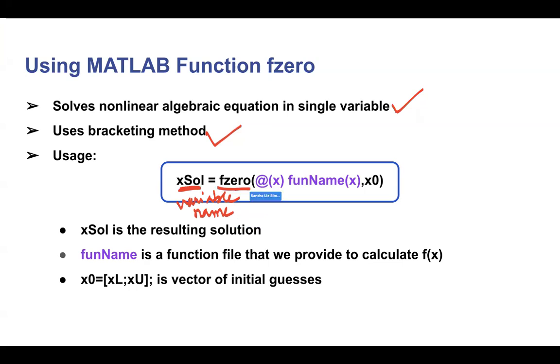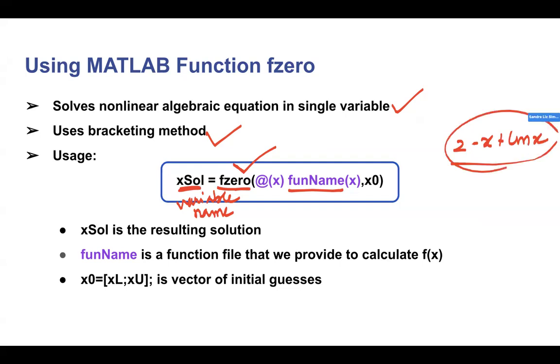fzero is the function name. This name is very important. Now, this is called an anonymous function. We have done it in the previous sections also. You give a function name which has this 2 minus x plus ln x saved, and you have to say that x is the variable we are trying to solve for. So this x and this x should be the same. If your variable is y, here you have to write y, and it has to be y there.